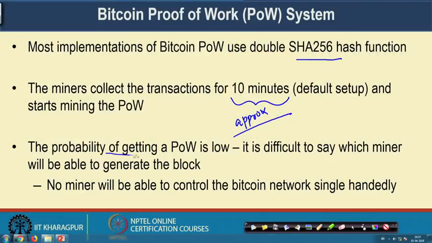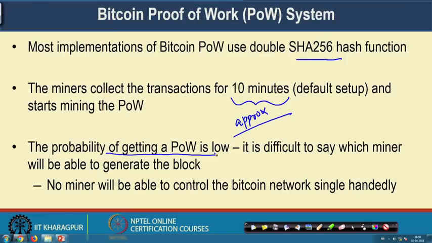Now, the probability of getting a proof of work is low. So, because the probability is low, it is difficult to say which miner will be able to generate the block. You have multiple miners who are simultaneously trying to generate a block, and one of those hundreds or thousands of miners in the Bitcoin network will generate the block. That way, because this probability is low, no miner will be able to control the Bitcoin network single-handedly. Ideally, it will not happen that one miner generates all the blocks in the Bitcoin network.